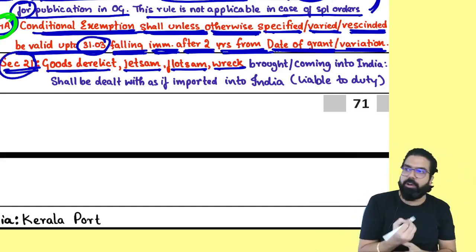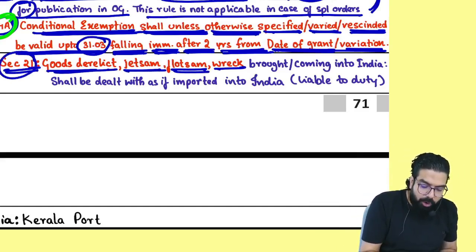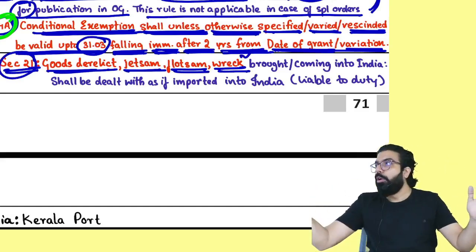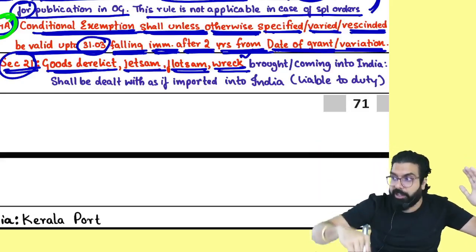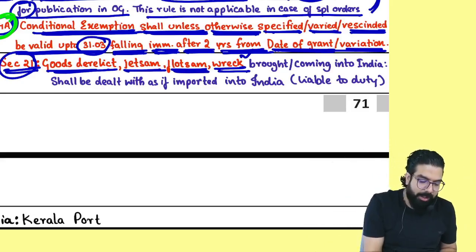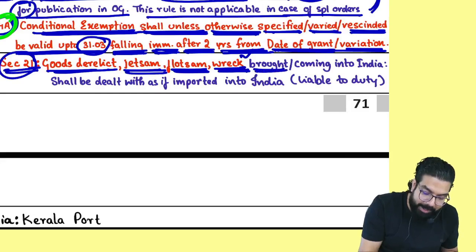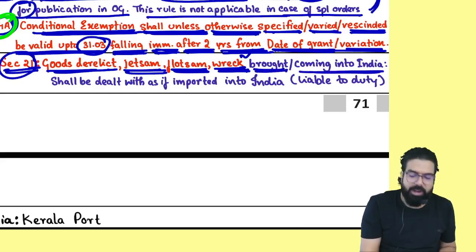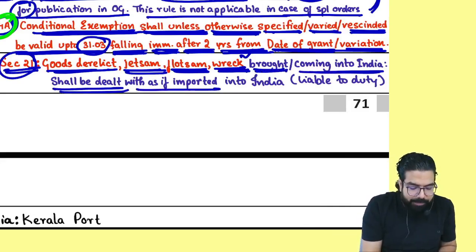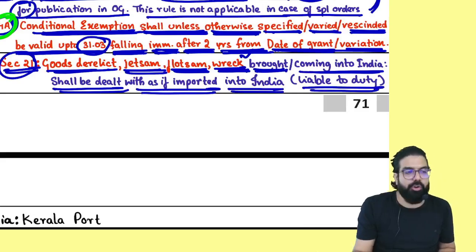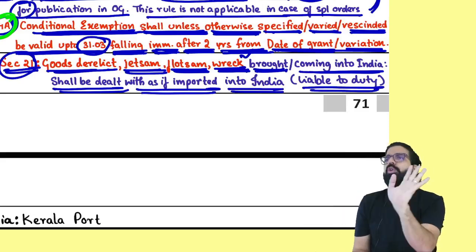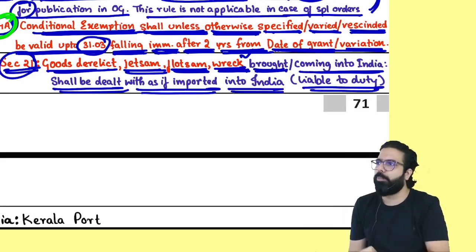Section number 21 is that only. Goods derelict, jetsam, flotsam, wreck. Shipwreck happened. Ship broke and the goods came. Jettison means it went under the sea and then it is coming down the sea or it is coming floating. Remember, flotsam, jetsam, wreck, anything bringing into India or coming into India, you can't say, sir, I did not bring, it came. Always remember, it shall be dealt as if the goods are imported and it will be liable to duty. Supposing the goods are exempted goods, then you don't have to pay any duty. But otherwise, duty has to be payable.